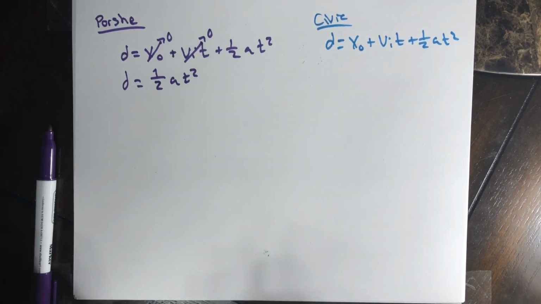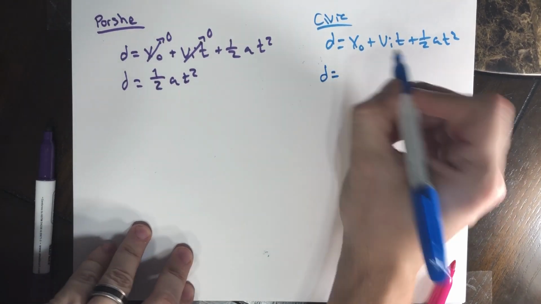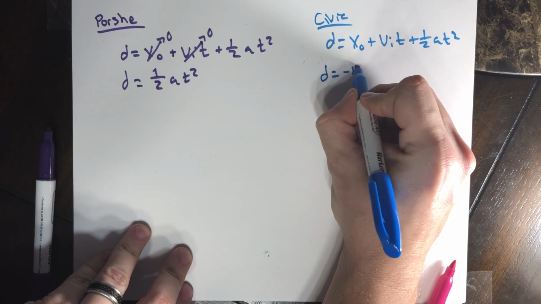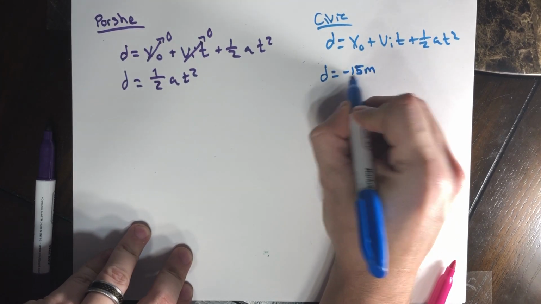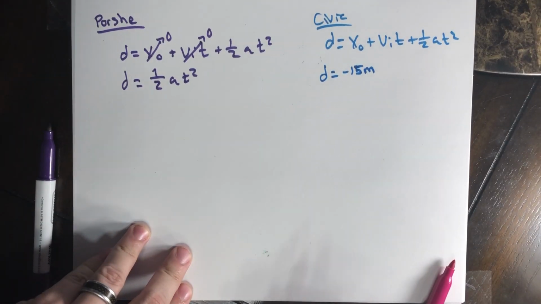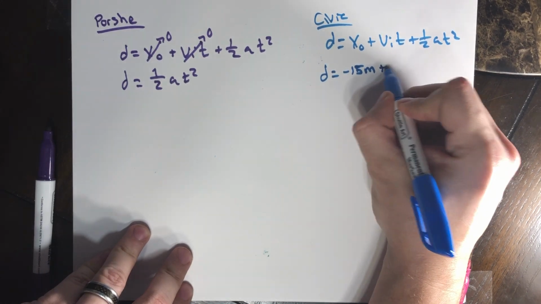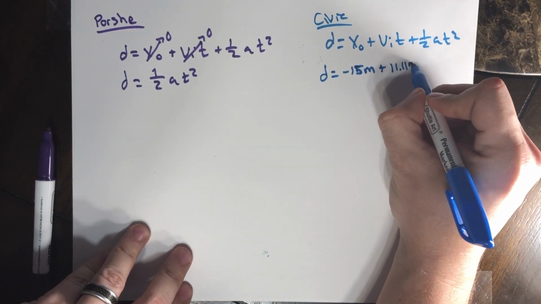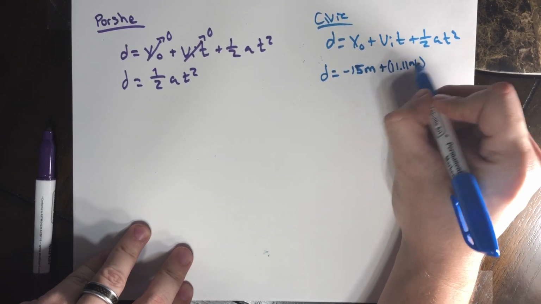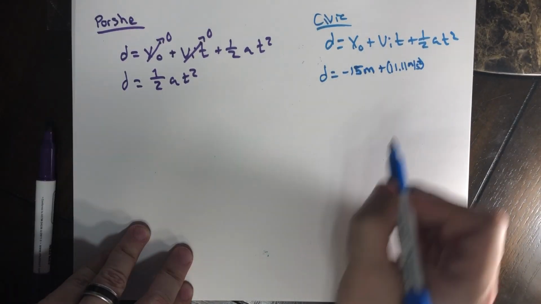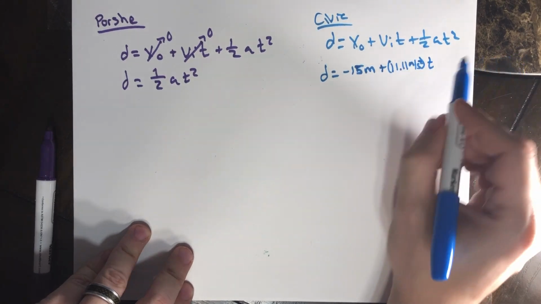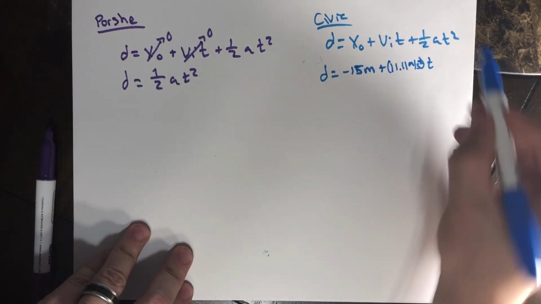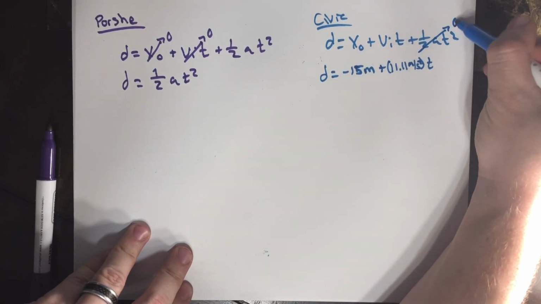We have the same idea for the Civic. Our initial position isn't 0 because we're 15 meters behind the stoplight, so that's where that negative comes in, because we're behind the starting point. Our initial velocity is the same as our final velocity, that 11.11 meters per second. And then again, we need time. Then we have 1/2 a t squared, but our acceleration is 0, so all that goes to 0.